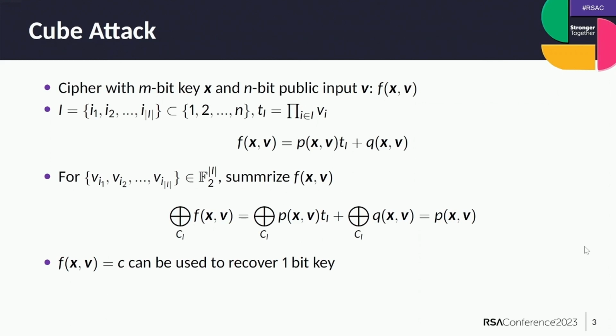Let v_i1 to v_i|I| take all 2 to the |I| possible values to construct a cube C_I. Then we have an interesting result that the sum of f(x, v) over the cube C_I is equal to p(x, v). For an attacker, the sum of f(x, v) over the cube C_I can be obtained by querying the encryption oracle, and once the attacker recovers p(x, v), he can recover 1 bit of the key information.